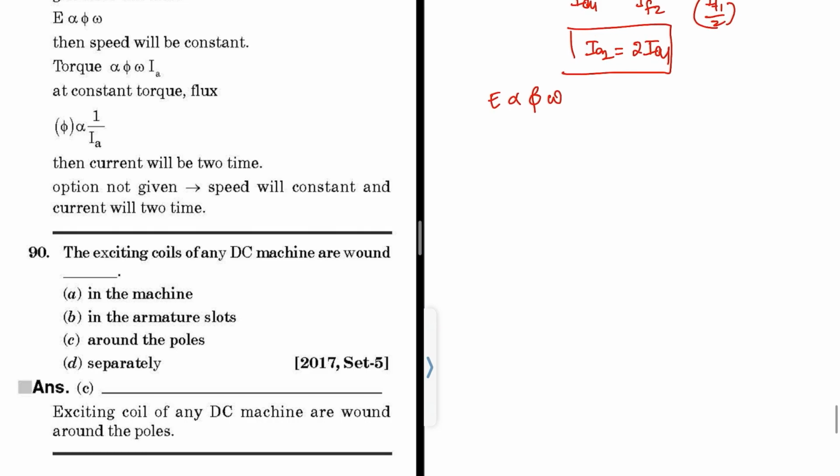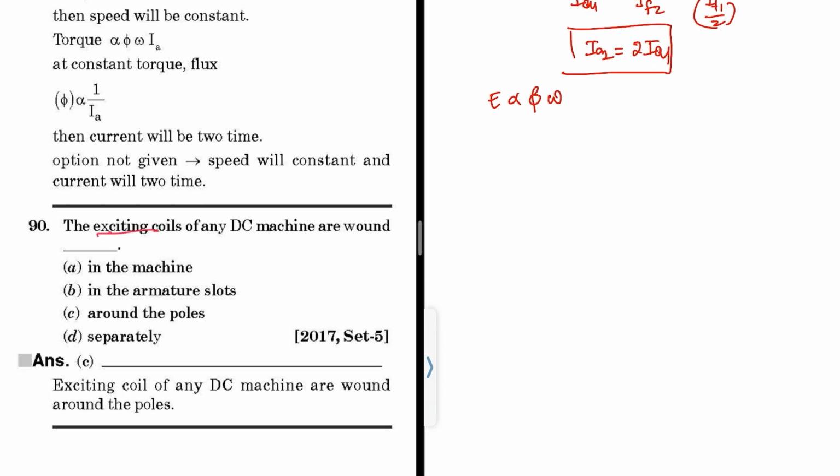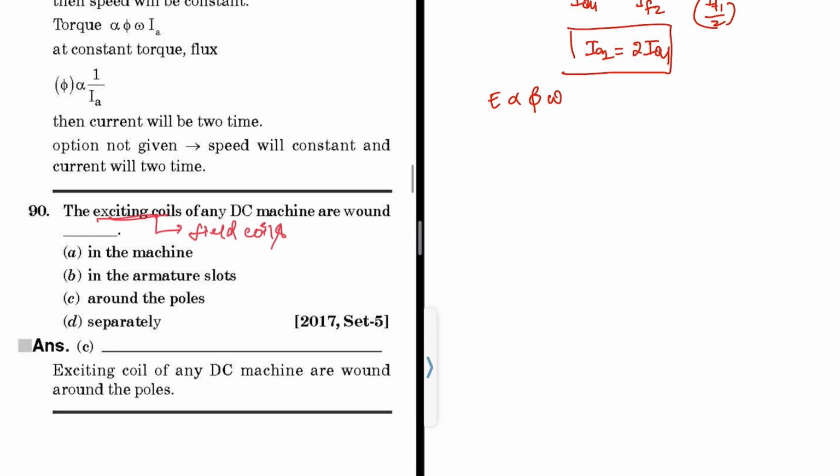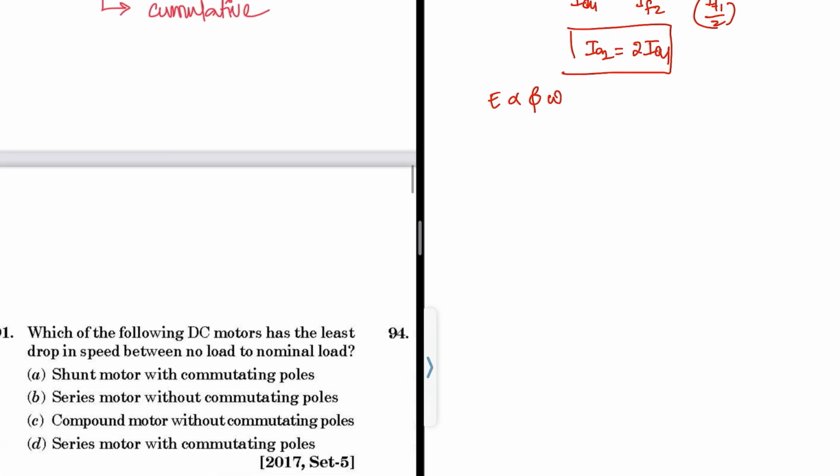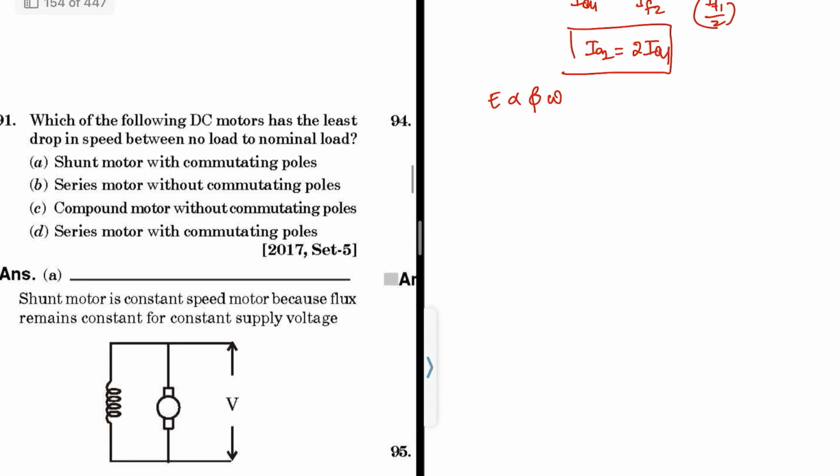Coming to question number 90, the exciting coils. Exciting coils are also called field coils. So these field coils are wound around what? Around the poles only. Okay, so coming to the next question.